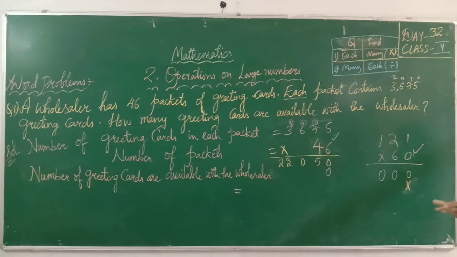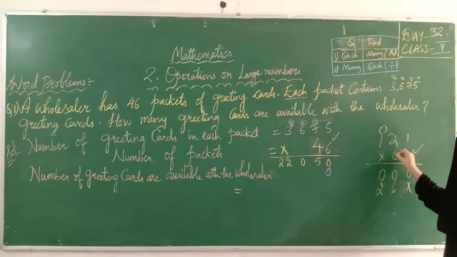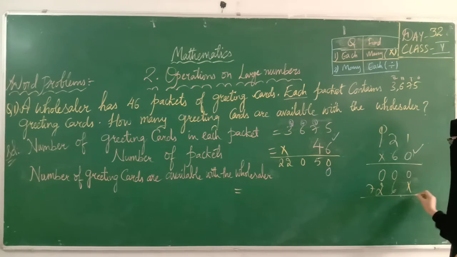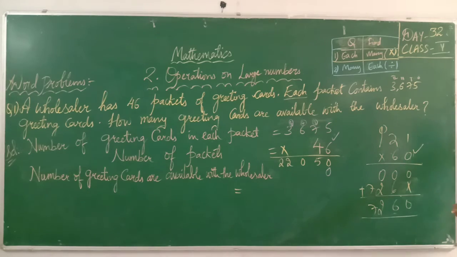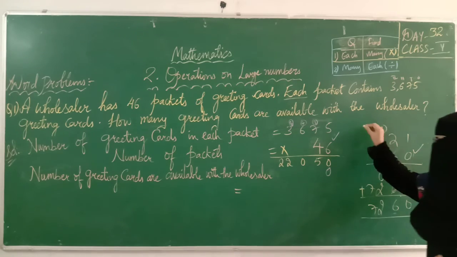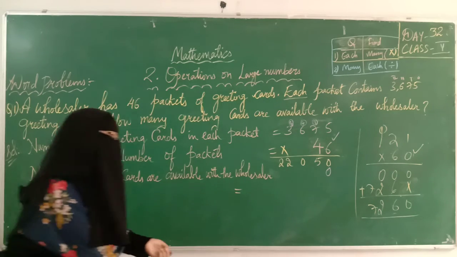If you are writing 0 here also, no problem, because anyhow we are leaving one space here. I am leaving one space because I have completed one digit. Next, 6 1s are 6, 6 2s are 12, carry 1, 6 1s are 6, 7. So our addition answer is 7260, right? So you can leave that place by writing x, or by writing 0, your wish.